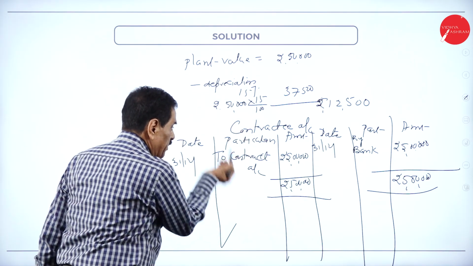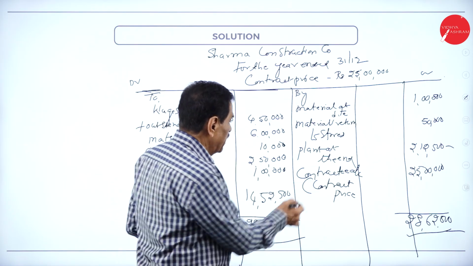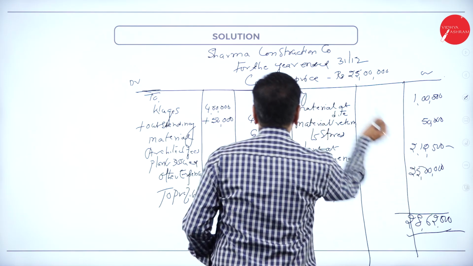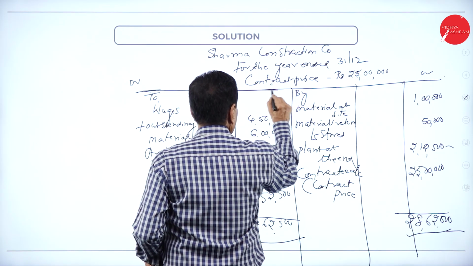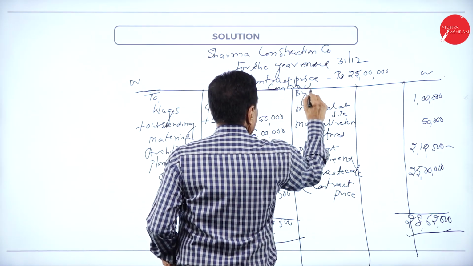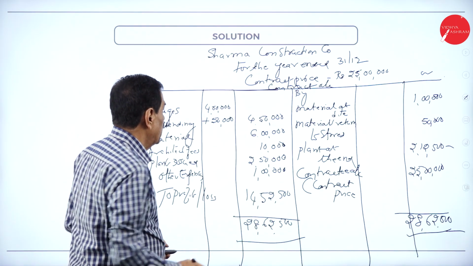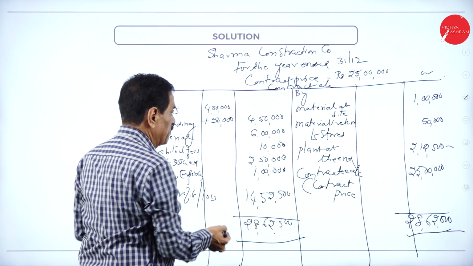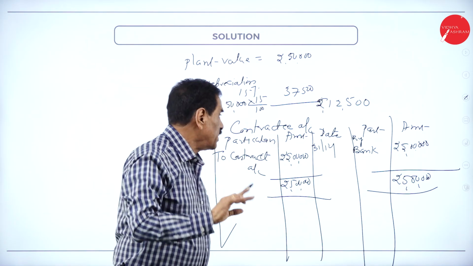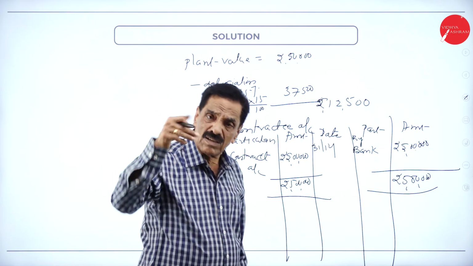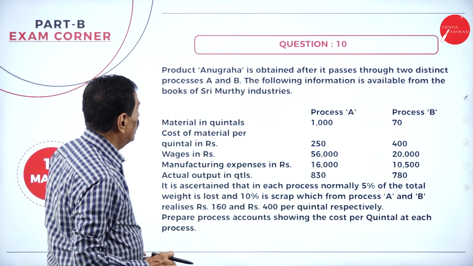In contract account, it will go in favor of the contract. We say contractee account debit to contract account. This is your contract account. See what we have written? Same. Contract account debit to contract account. In contract account, we write the contract account. Problem is over. We'll move on to next one.